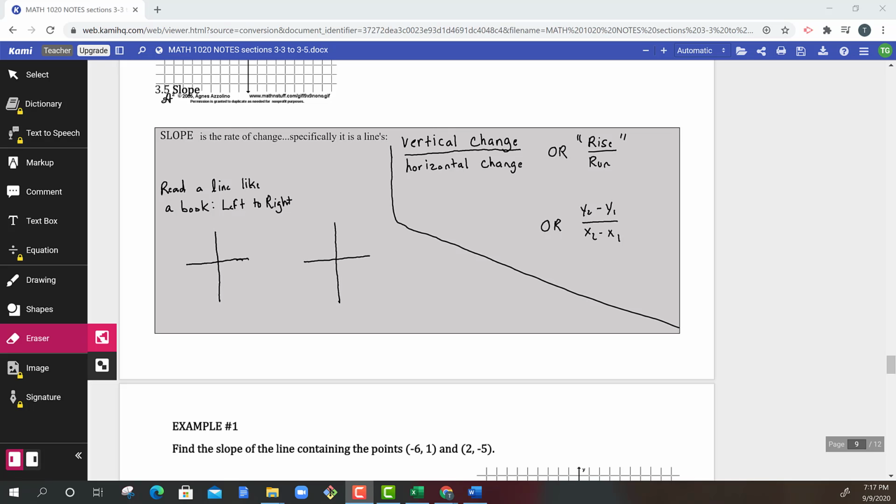All right, so section 3.5 focuses on slope, which is a rate of change. Specifically, it's the vertical change over the horizontal change. And there's a couple things we kind of want to add here. Vertical change over horizontal change, or as you probably know from your high school algebra class, rise over run. This is the way we're going to find slope graphically.